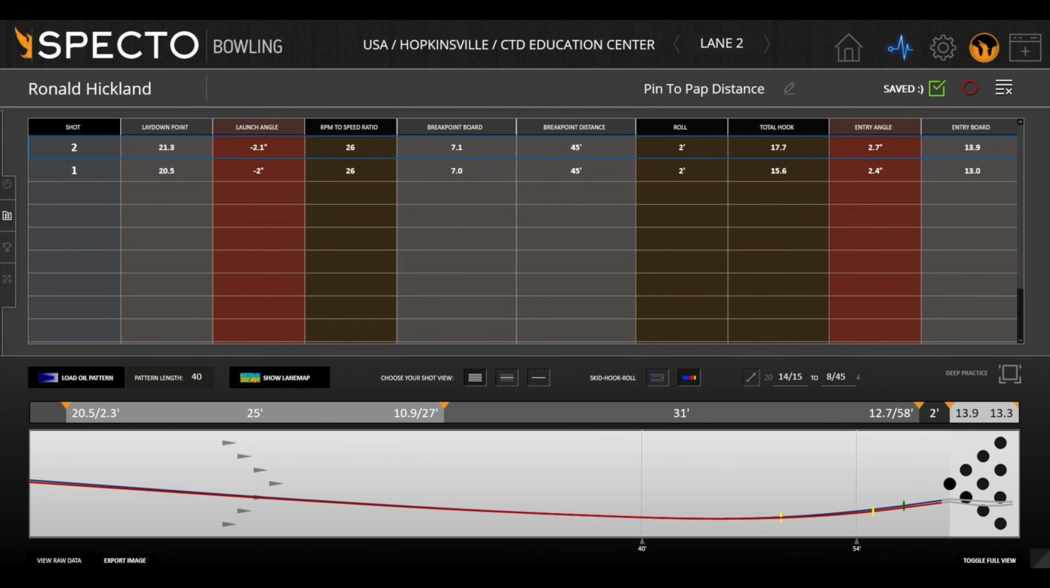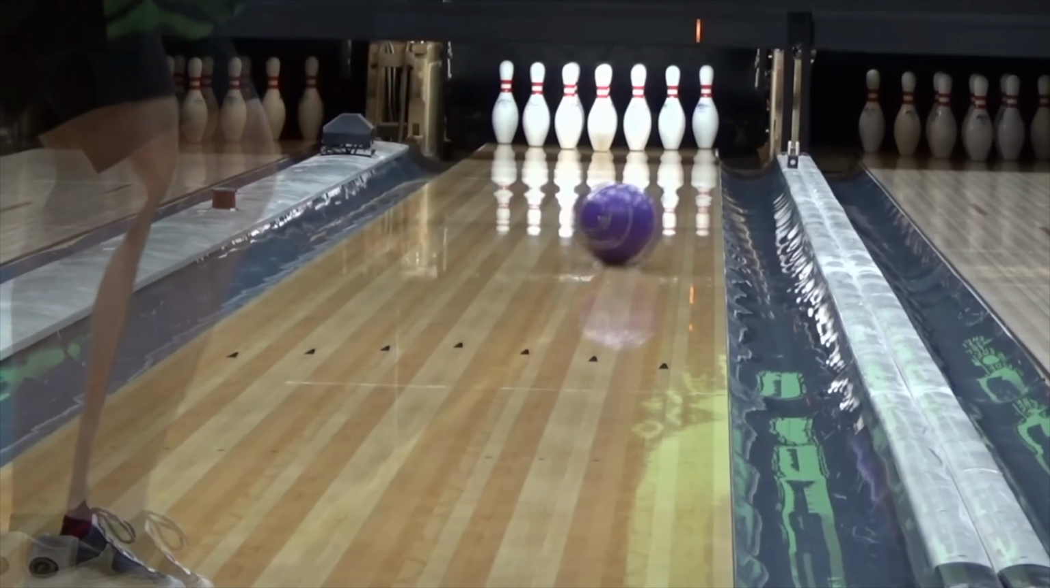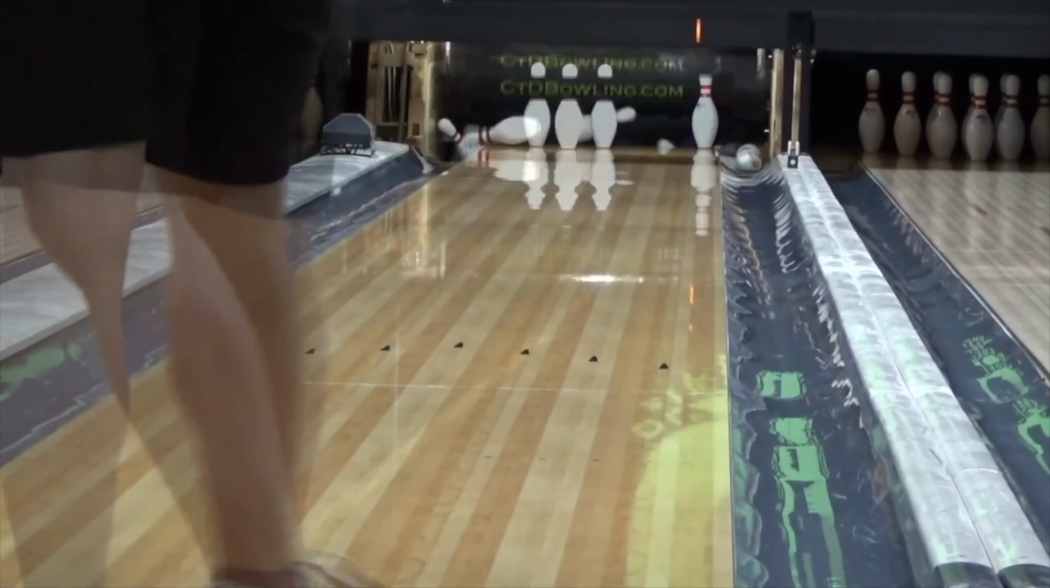So what does this tell us? This pin to PAP distance matters, but it's not going to make a substantial difference compared to changing the surface of your bowling ball or completely changing balls altogether. And this is something really to think about when building an arsenal.